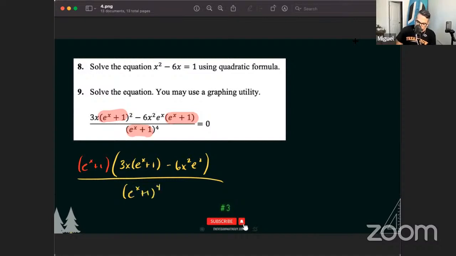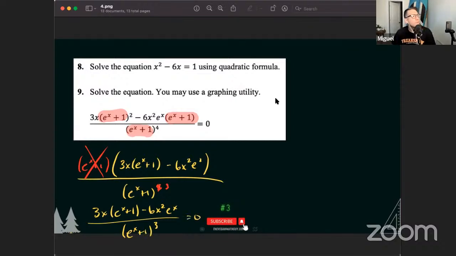Now what does that do? Well, on the top, 1 e to the x plus 1 cancels out. And on the bottom, since there's 4 of them, now there's only 3. So let's just go ahead and rewrite this. I have 3x e to the x plus 1 minus 6x squared e to the x all over e to the x plus 1 cubed. And again, this whole thing is set equal to 0.